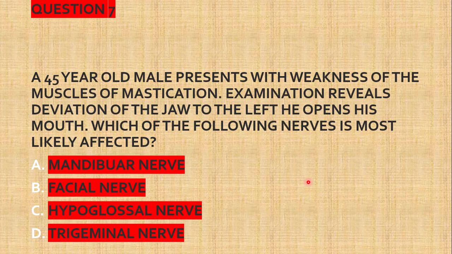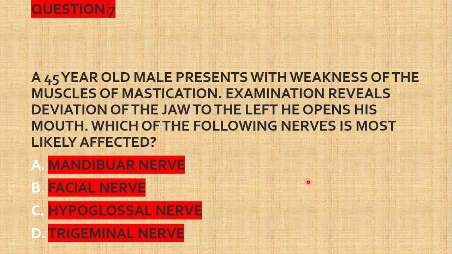Absolutely. Question 7. A 45-year-old male presents with weakness of the muscles of mastication. Examination reveals deviation of the jaw to the left. A muscle must be paralyzed there. When he opens his mouth, which of the following nerves is most likely affected?